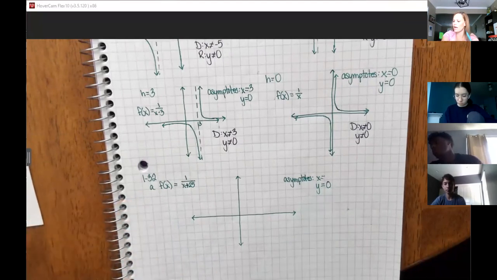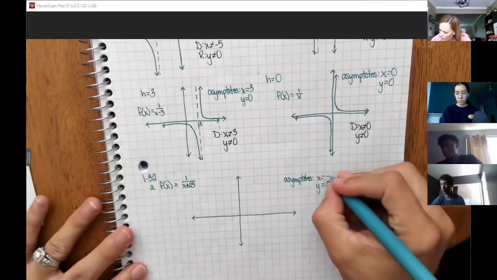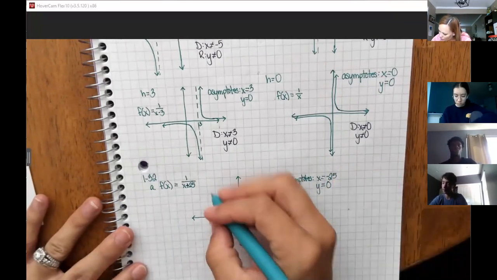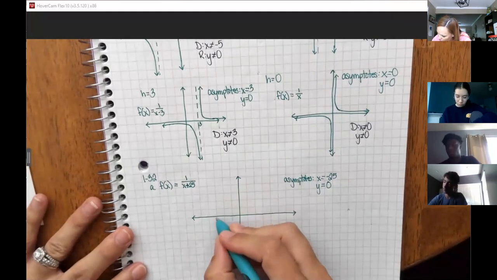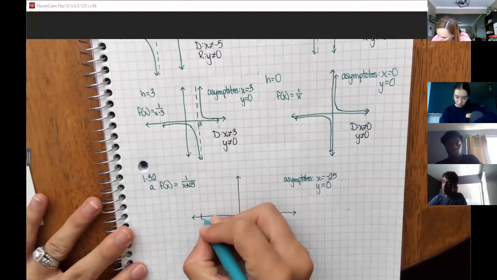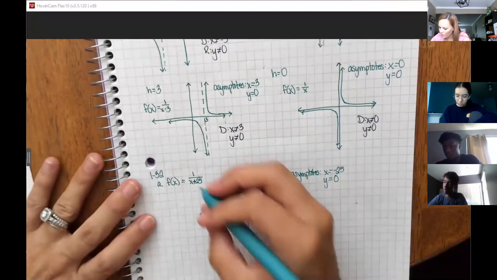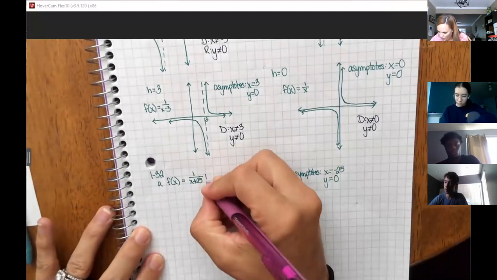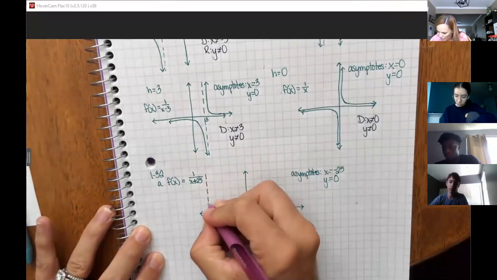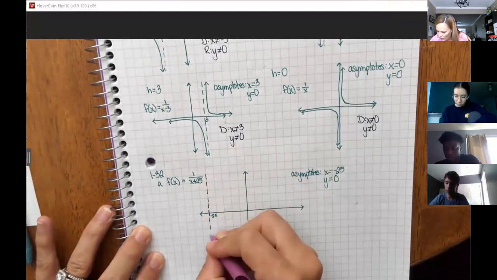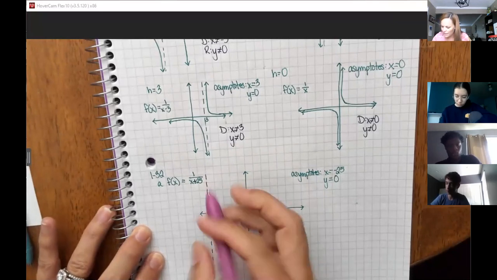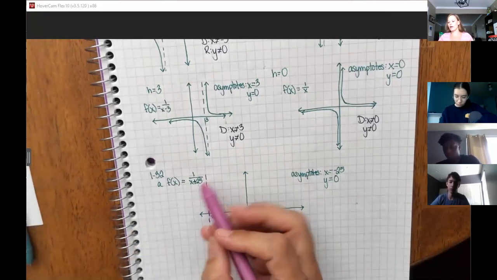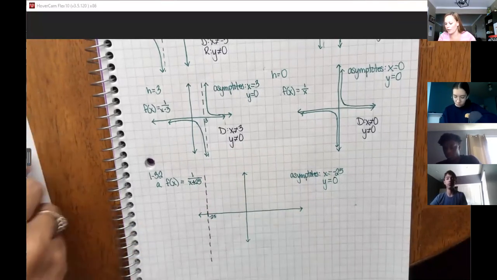Where's our x asymptote, our vertical one? -25. So basically, if I just say that's -25, we're going to have an asymptote there, because if I plug -25 into my equation, I get 0. Basically, in my denominator, it's whatever makes my denominator 0.